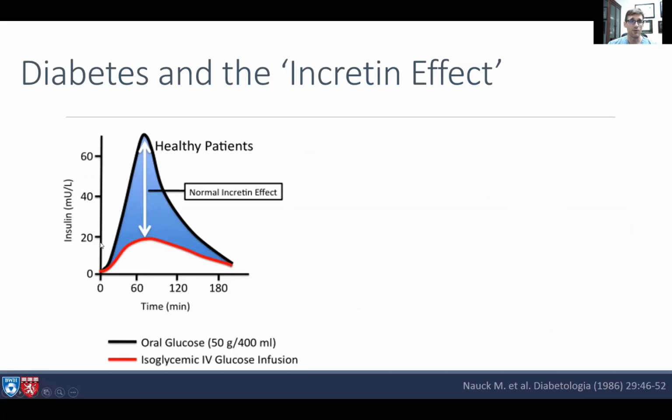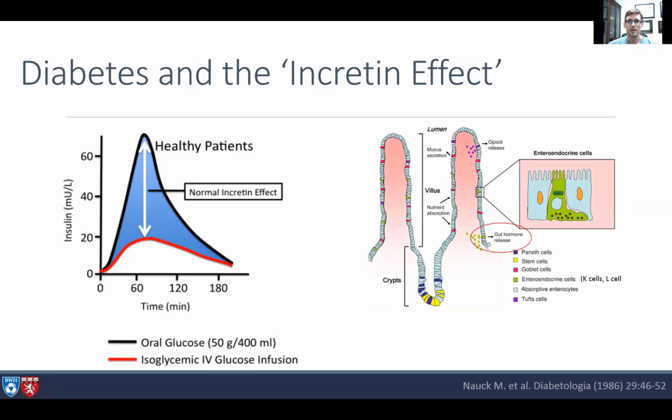And this little graph will help with that. You can see on the y-axis, we have insulin, and on the x-axis, we have time. And this is what happens when we give a healthy patient glucose. So when we give them the glucose intravenously, they make a certain amount of insulin. Okay, when we give that same subject the same amount of glucose orally, they produce much more insulin. And that is the incretin effect. And we think that this is due to the production of incretins from enteroendocrine cells in the small bowel.